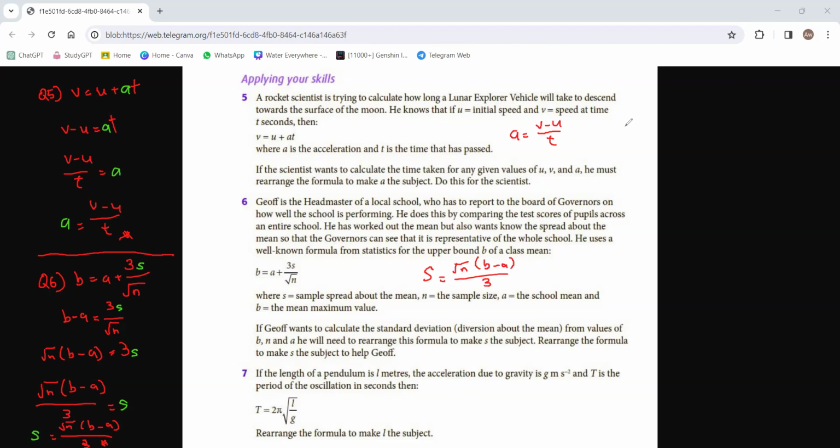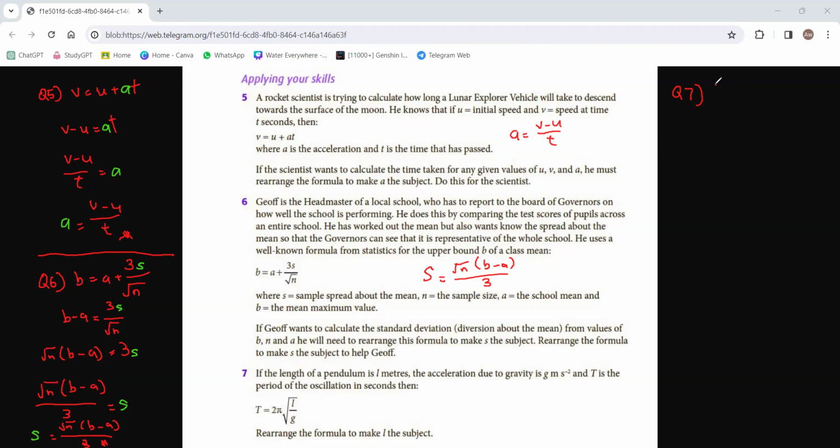Okay, so now the last question, question 7. If the length of a pendulum is L meters, the acceleration due to gravity is g ms to the power of -2, and t is the period of the oscillation in seconds, then they gave a formula which is t equals 2 pi square root of L over g. It asks us to rearrange the formula to make L the subject.